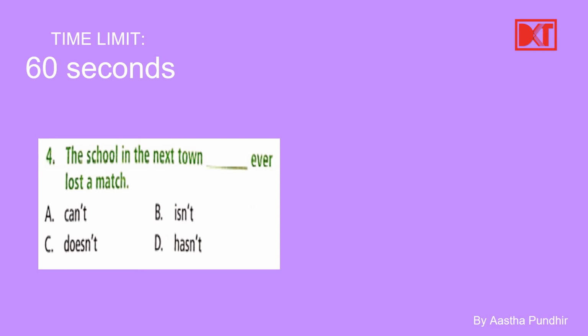Here the next question. The school in the next town dash ever lost a match. And the options: A, cannot ever lost a match. B, is not. The school in the next town is not ever lost a match. C, doesn't. The school in the next town does not ever lost a match. Or D, hasn't, has not. The school in the next town hasn't ever lost a match. Correct answer is D. The school in the next town hasn't ever lost a match. Right?